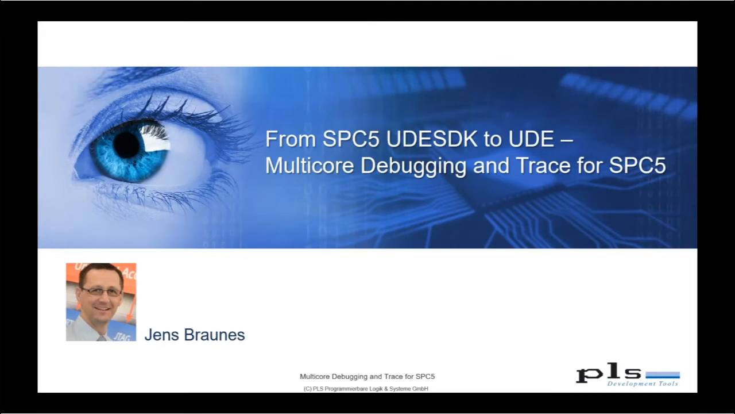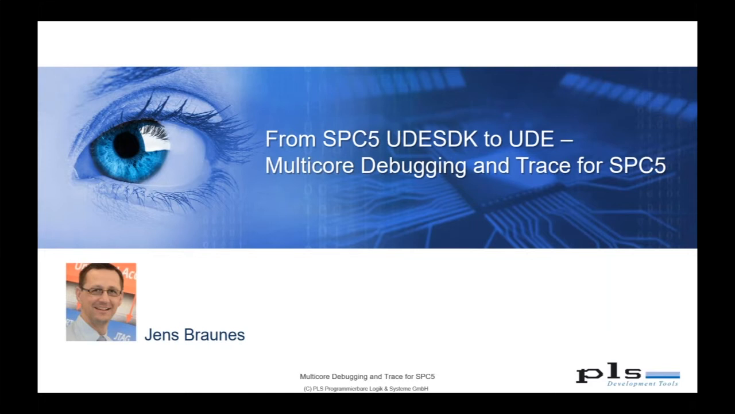So PLS, as a tool vendor, provides two debug tools for the SPC5 power architecture based family from ST. The first one is the SPC5 UDE SDK, which is actually an ST product, but it is based on PLS technology. And of course, our Universal Debug Engine, which is our key product and which is a professional, full-featured debug, trace, and test tool that supports not only the SPC5, but also a wide range of multicore controllers and microcontrollers.